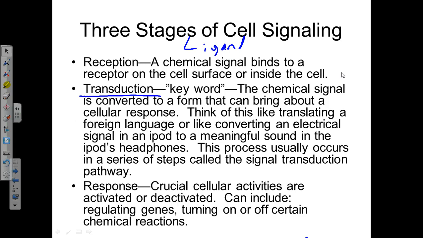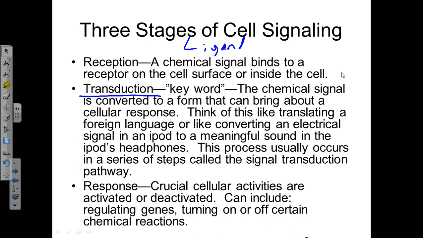But we call that series of crazy phosphate producing steps the signal transduction pathway. Or another term we might use is what? Phosphorylation cascade. And that keeps happening until eventually the thing that you're actually trying to turn on gets turned on. And then that causes the response, and that's the last step.